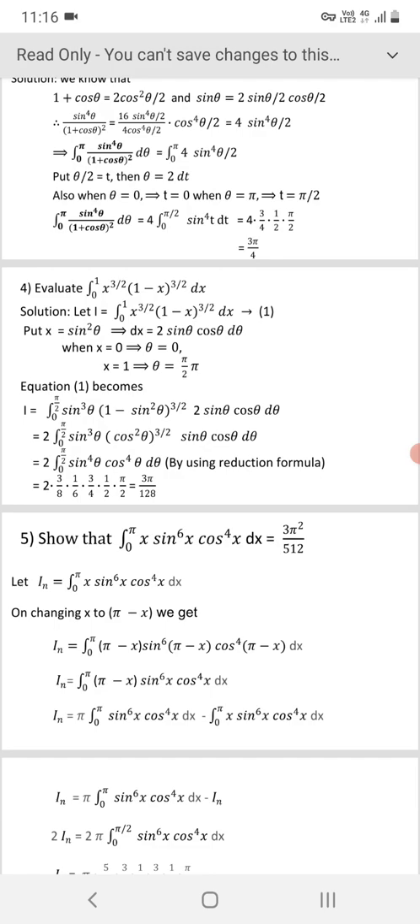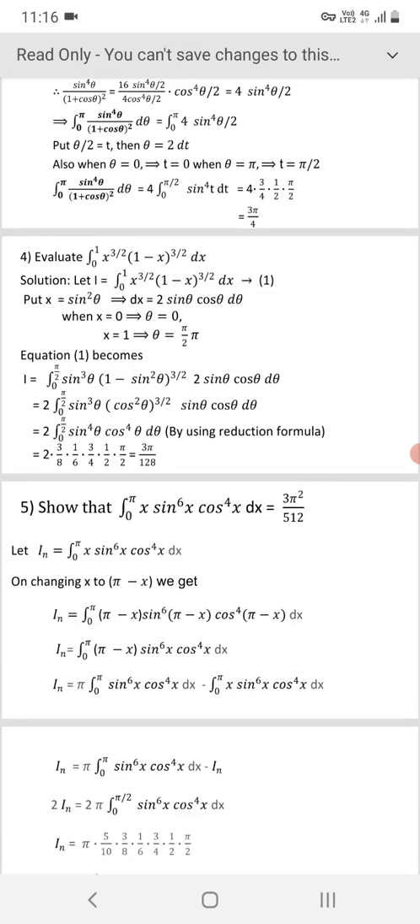Again here 2 will cancel, and (1 minus sin square theta) to the power of 3 by 2 into dx, that is 2 sin theta cos theta into d theta. Now after simplification, this equation reduces to 2 into integration 0 to pi by 2 sin power theta cos power theta into d theta.